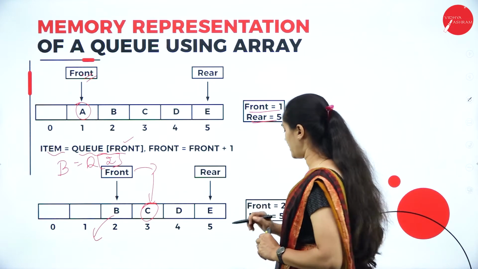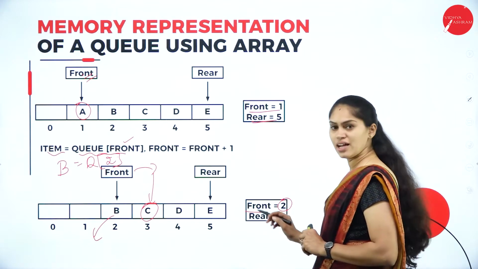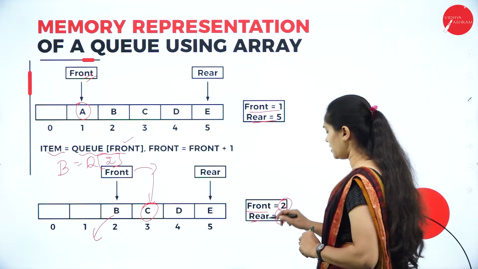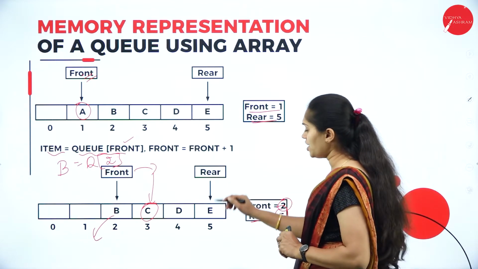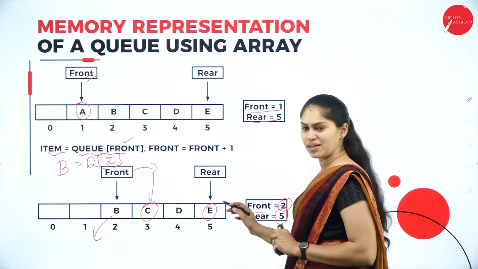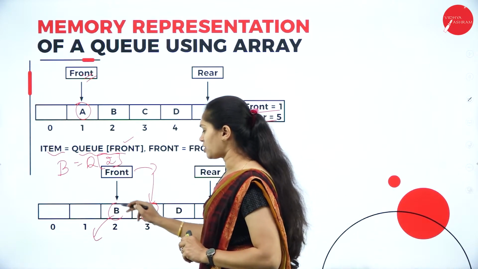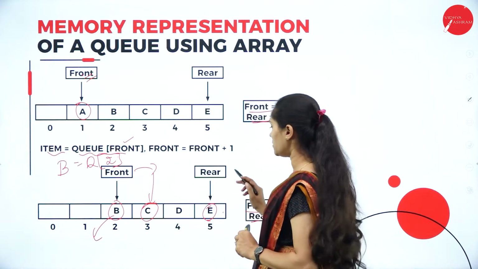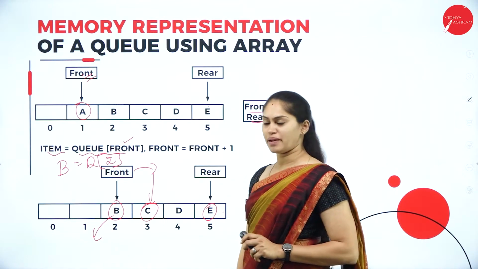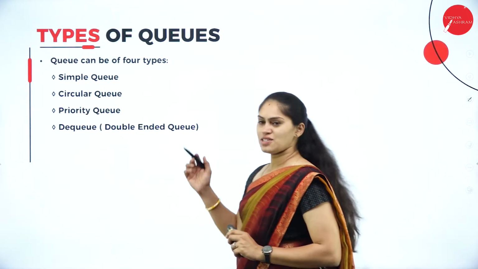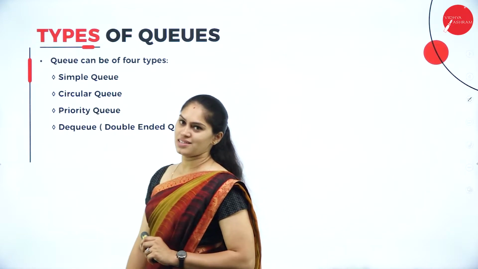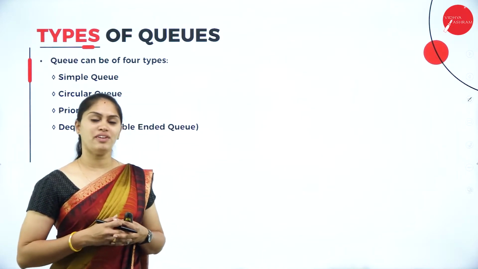For this representation, we have the front pointer at location 2 and the rear pointer at location 5. In the fifth position, we are adding an element called E and deleting an element called B, with the help of the rear and front pointer respectively. So that's all regarding how we represent a queue by making use of a linear array.